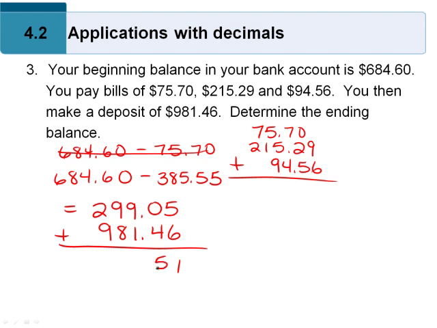Okay, so let's see, 18, carry a 1. Now, let me double check this because I did that by hand, which is kind of scary. Let's see, 981.46. Oh, I am good. That's right. So your ending balance is $1,280.51. Okay?